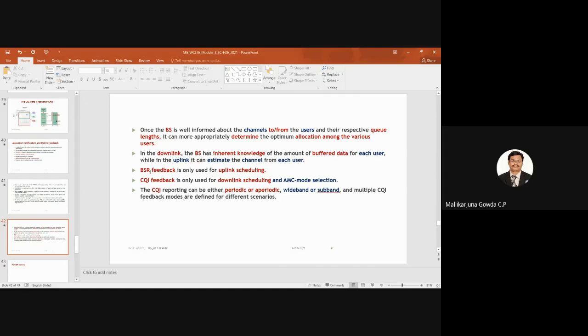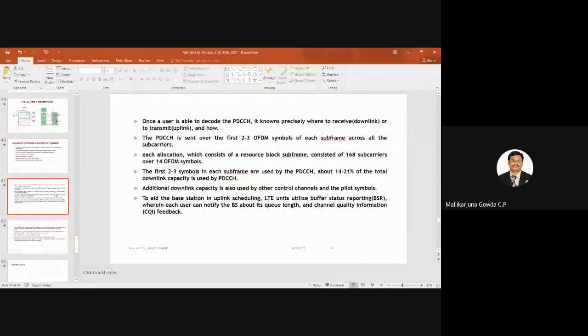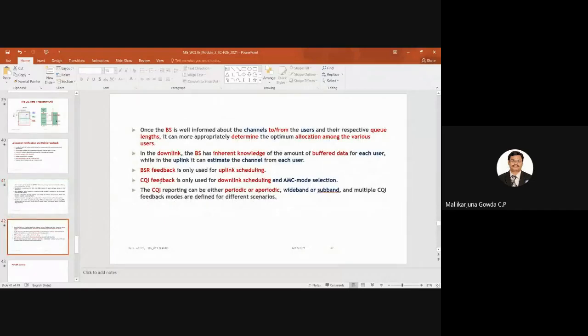The BSR, that is buffer status reporting, feedback is only used for uplink scheduling. Another one is channel quality indication, CQI. That feedback is only used for downlink scheduling as well as for AMC mode selection. So when do we use BSR and when do we use CQI feedback? BSR feedback is only used for uplink scheduling, and CQI feedback is only used for downlink scheduling and AMC mode selection.